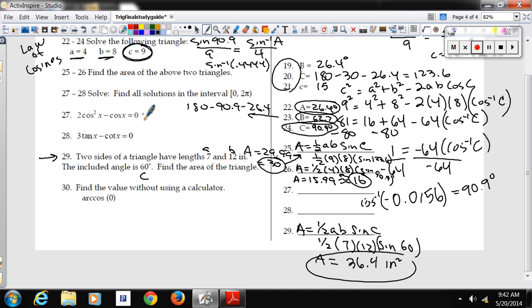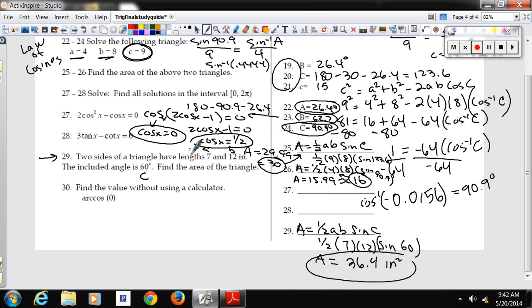27, you're looking for a GCF. You take out a cosine, and you're left with 2 cosine minus 1. So that means cosine could be 0, or 2 cosine x minus 1 could be 0. When you solve this, you get cosine equals 1/2. So where is the cosine of 0 and where is the cosine of 1/2?